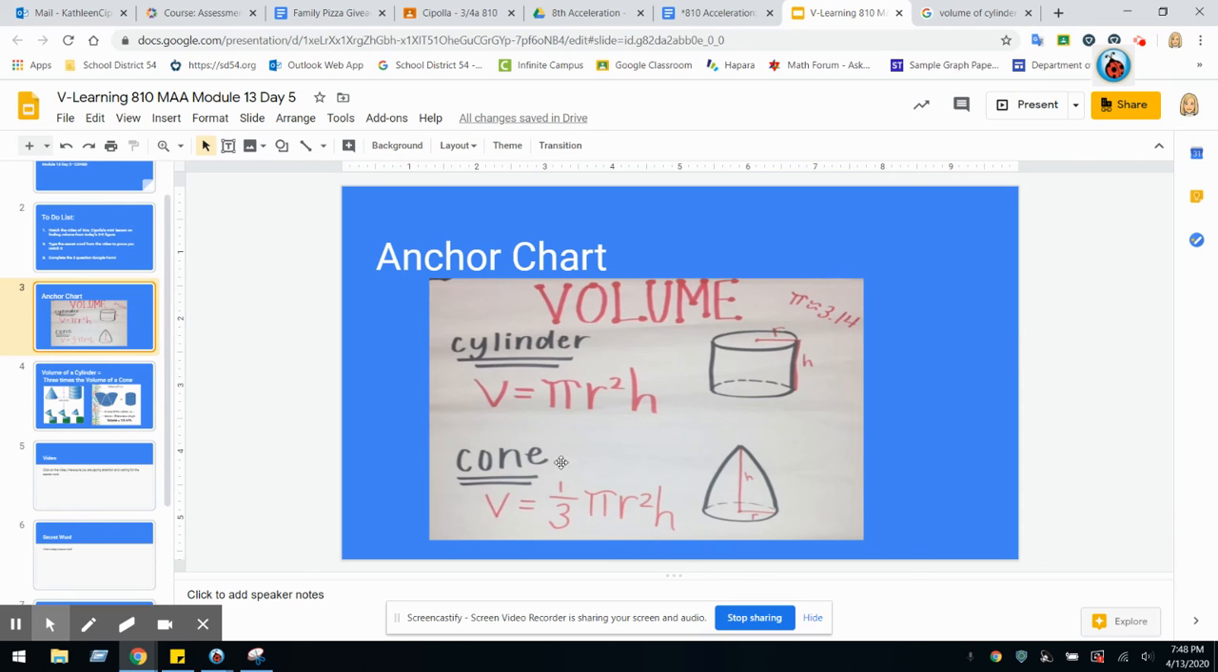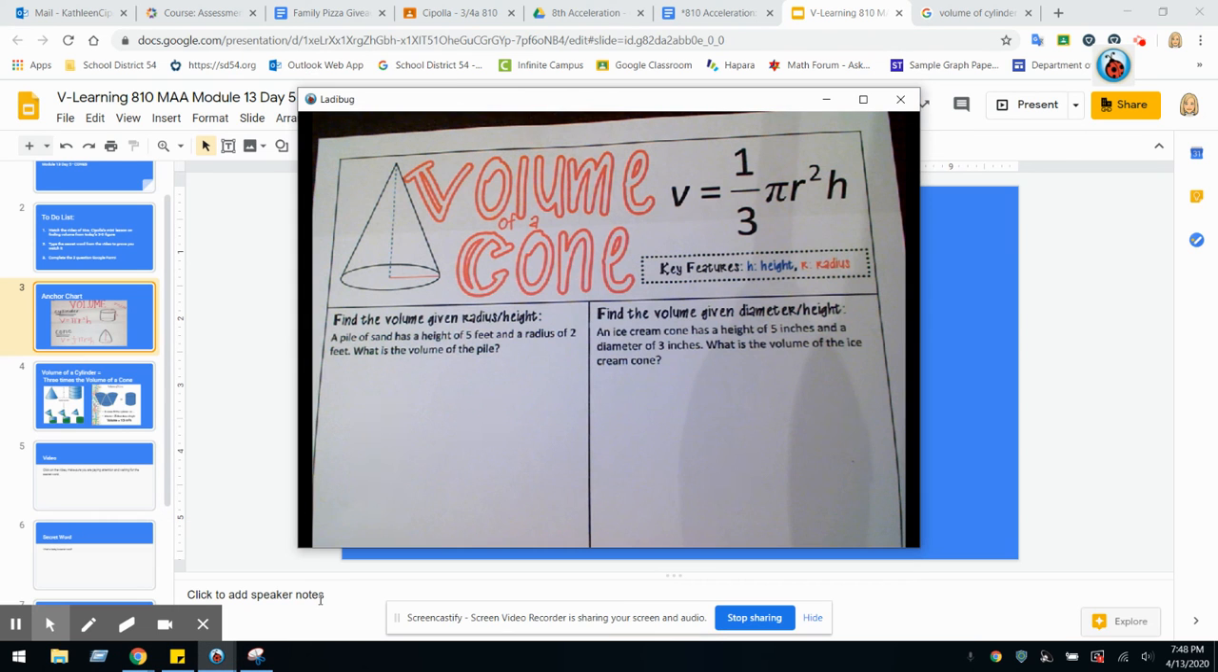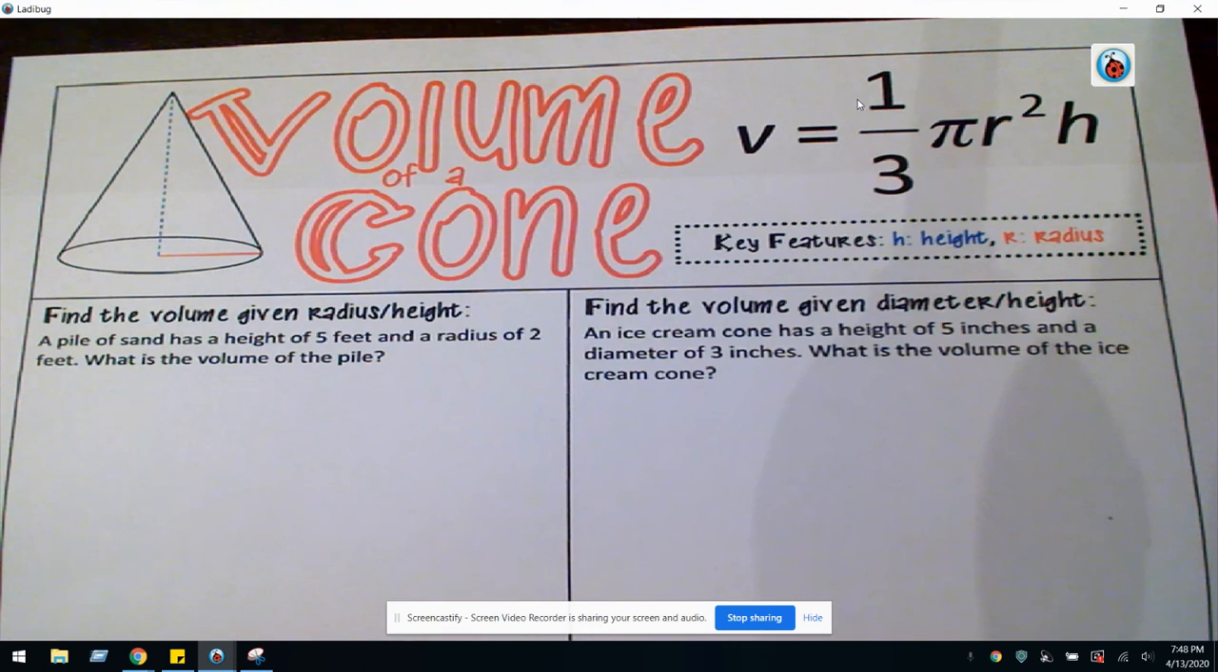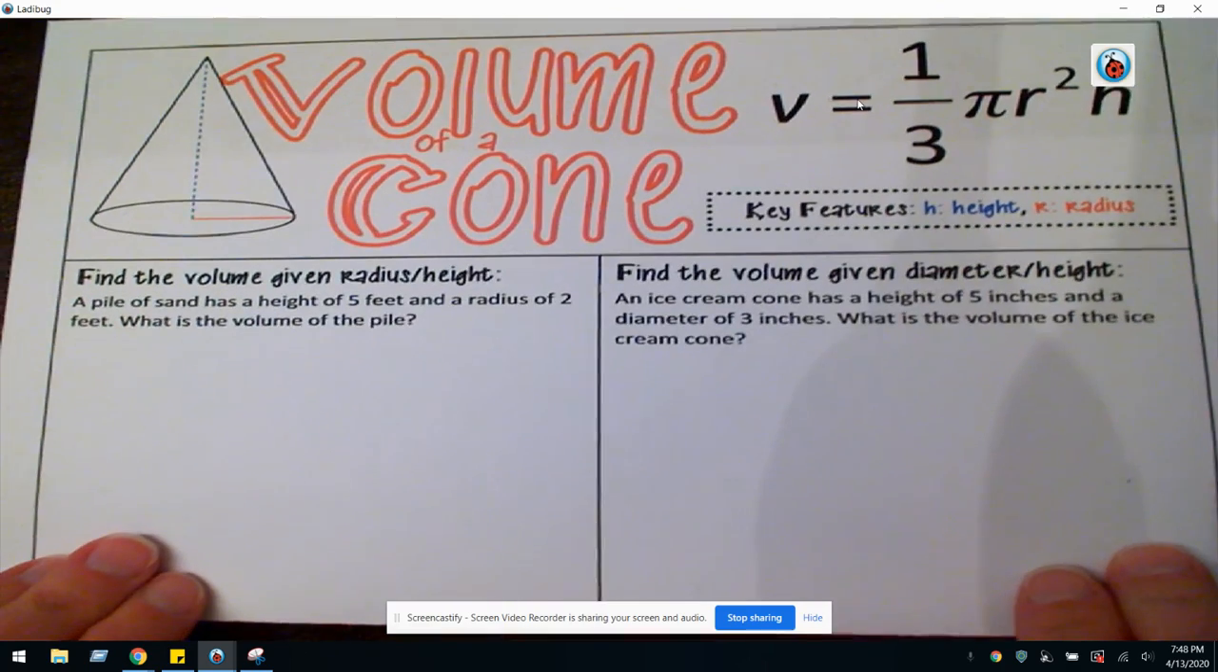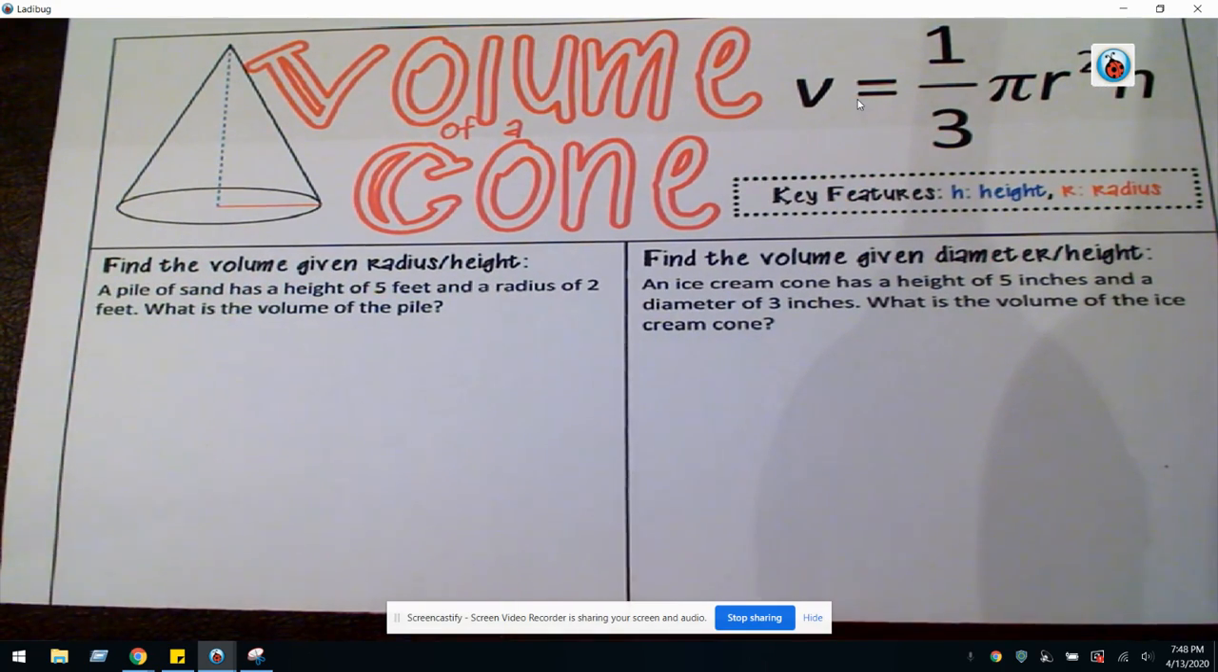So that's a little bit of information about the formula. Now I just want to do a couple examples. I'm going to go to my camera here. Hi guys! Here I want to do a couple examples.